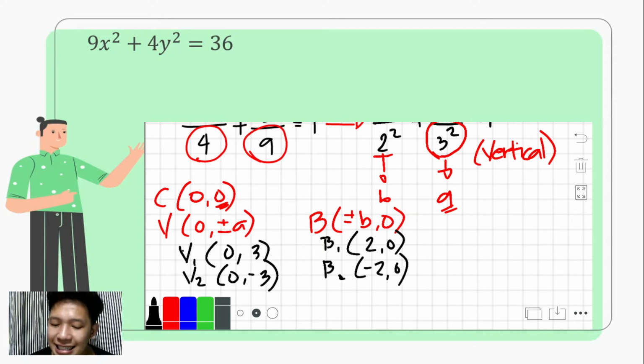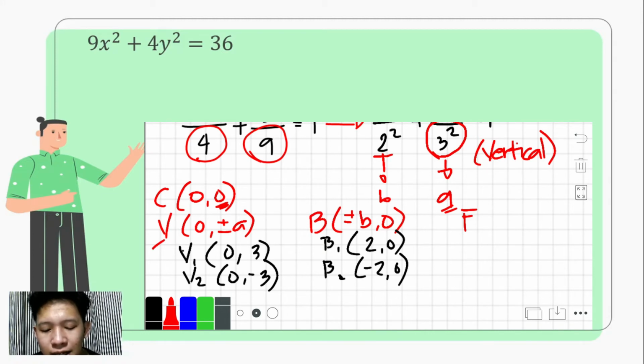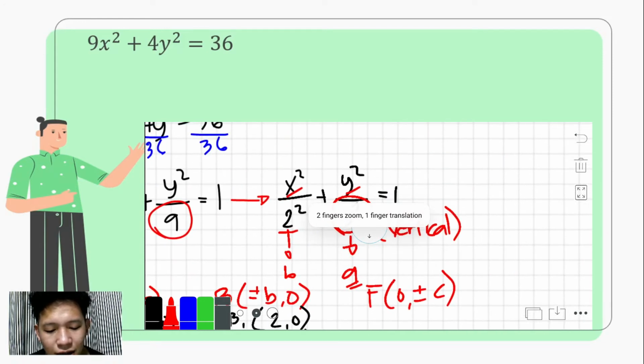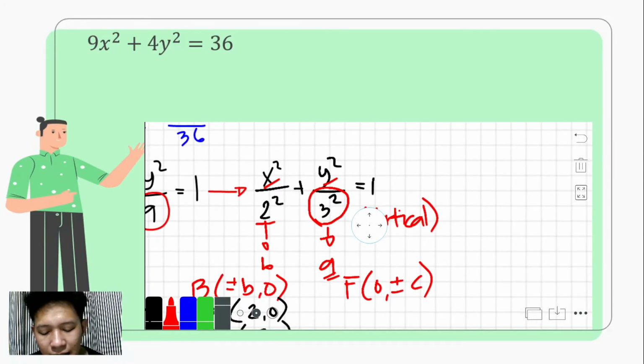Okay? And lastly, is for us to get the focus. Alright? And we all know that the focus would be c units away from our center. At saan po siya nakadikit? Nakadikit po siya kay vertex. Since ang ginalaw natin kay vertex ay yung y-coordinate ni center, then ganun din po yung gagawin natin kay focus. So the coordinates of our focus would be at 0, positive and negative c. But then again, we are still not given the value of c.